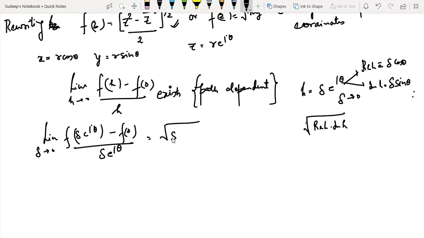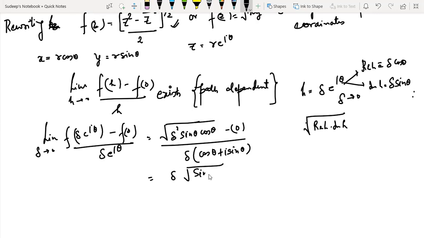So it is root over del square sin theta cos theta minus 0, divided by del times cos theta plus iota sin theta. This is going to be del root over sin theta cos theta. I can multiply by 2 and divide by 2, so I get del root 2 here. And in the denominator I'm getting cos theta plus iota sin theta, and then del is here. So this will become 1 upon root 2.